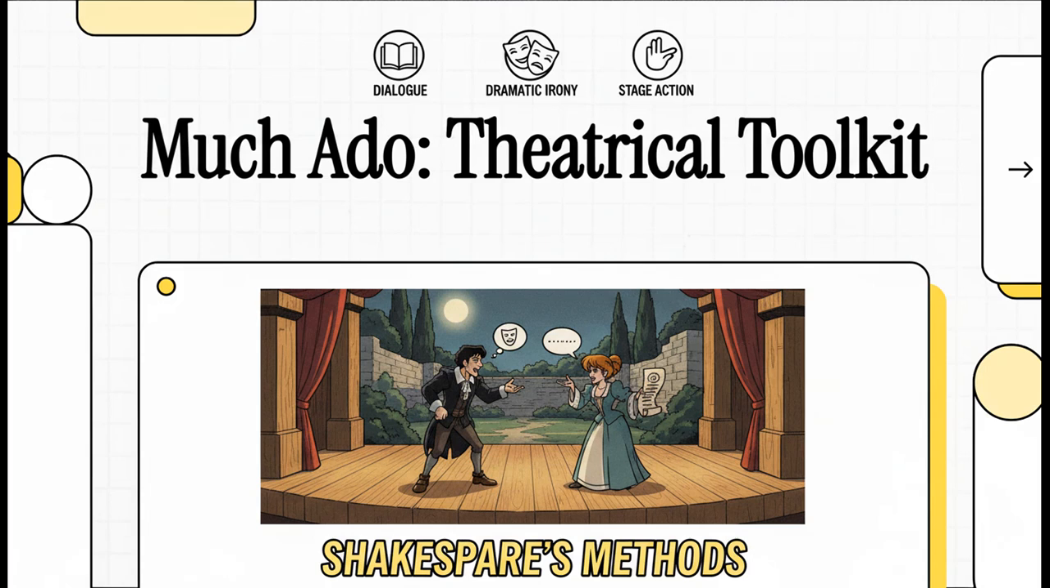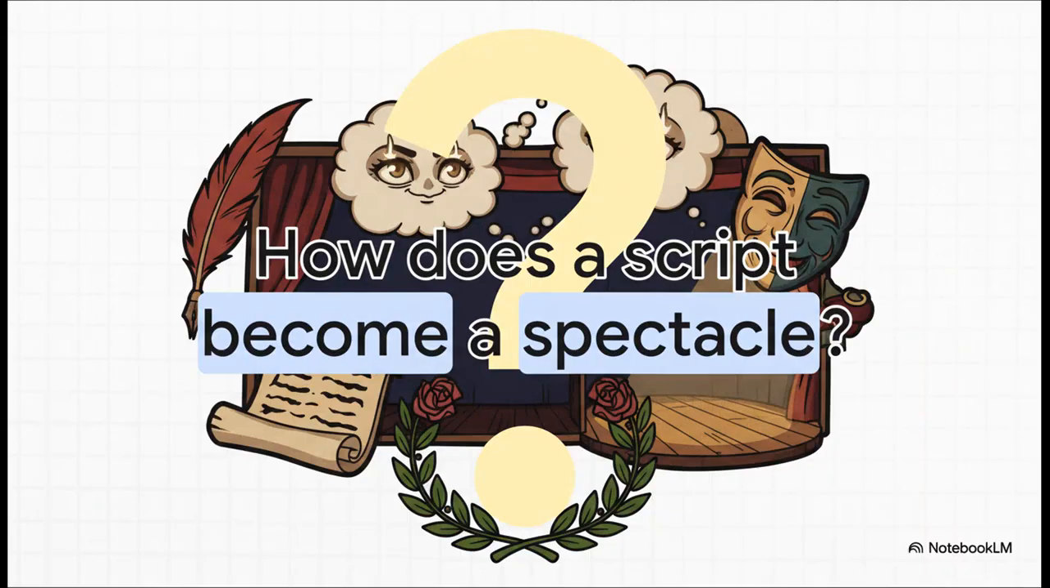Have you ever wondered how a simple story, just words on a page, explodes into this living, breathing spectacle on a stage? Well, today, we're going to dive right into that. We're looking at one of Shakespeare's absolute best, Much Ado About Nothing, to uncover the theatrical toolkit he uses to build these timeless dramas. So, how does he do it?